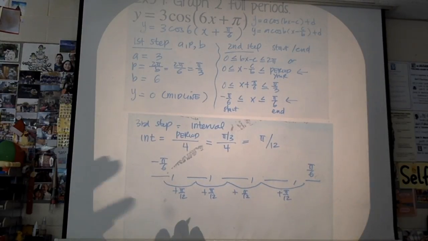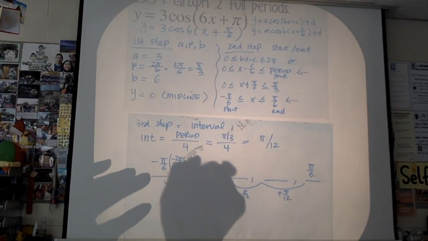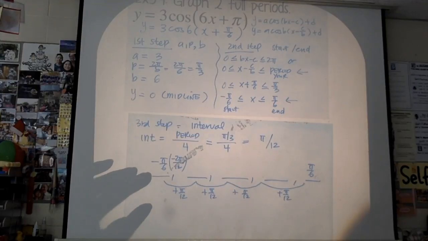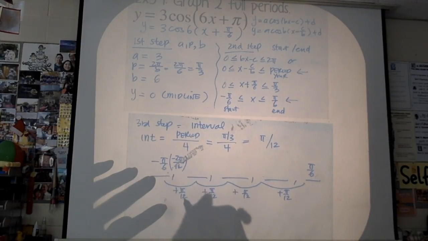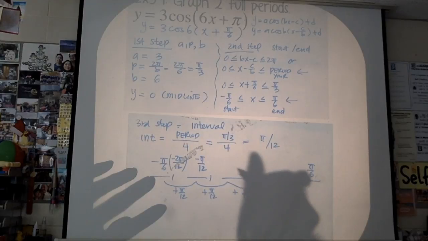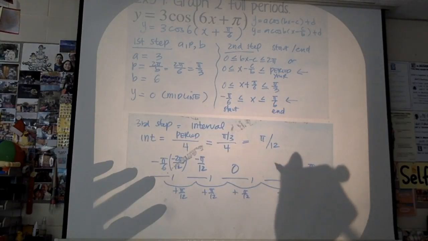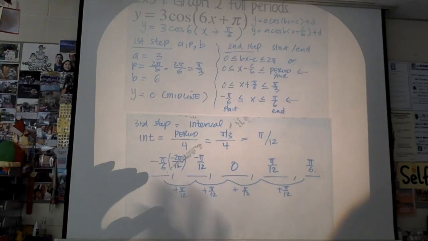So you guys, I'm gonna actually write this guy as negative 2 pi over 12, because then it's easier for us to add. So this guy, negative 2 pi over 12 plus pi over 12 is going to give us negative pi over 12. Next one, we add a pi over 12, we get 0. Next one, we add pi over 12, we get pi over 12. And you guys, what about the next one when we add pi over 12? Doesn't it give us 2 pi over 12, which is pi over 6? Ta-da! It always works out.